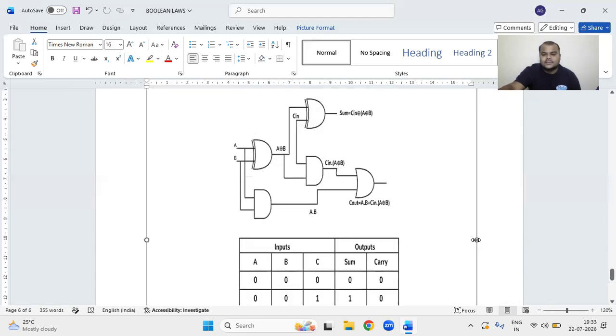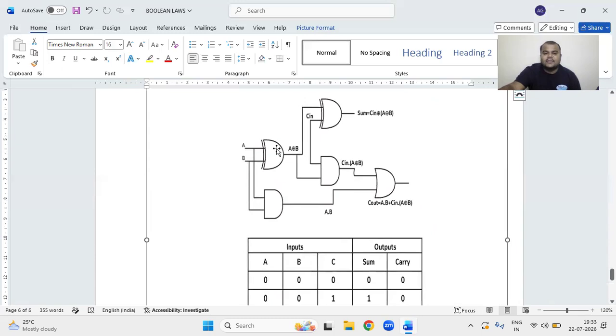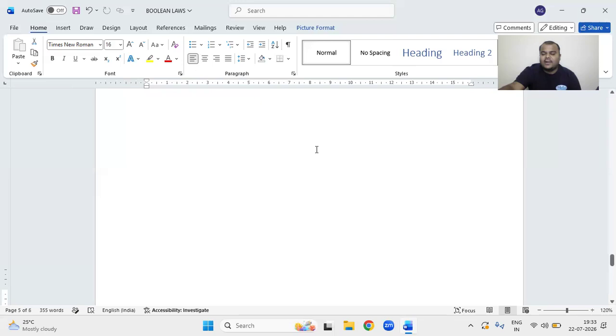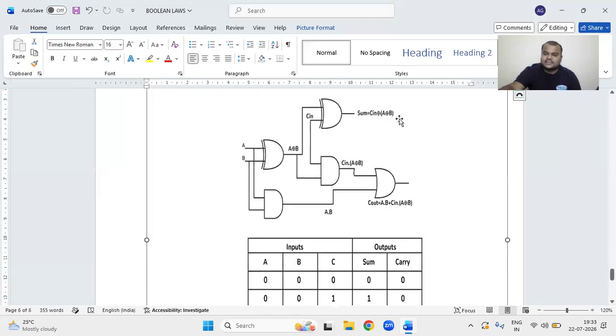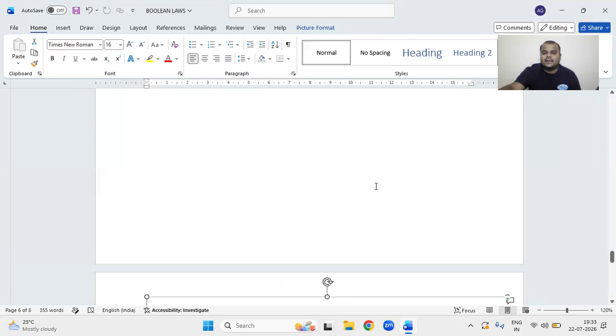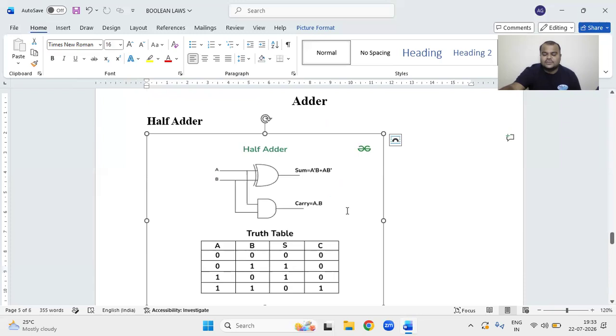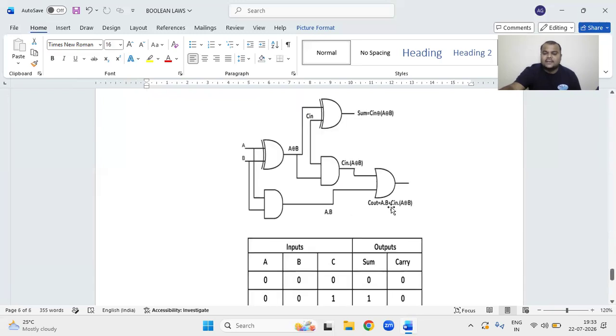Second, I can maximize the screen. And what is the formula? There are 3 inputs and sum is A XOR B XOR C. Whereas in the half adder, A XOR B, in the full adder, the continuation is A XOR B XOR C. And what is the carry formula here? Carry formula is A into B. What is the carry formula in the half adder? A into B, right? This one. Here also, it is A into B, and next is plus A XOR B into C. So that is the formula.